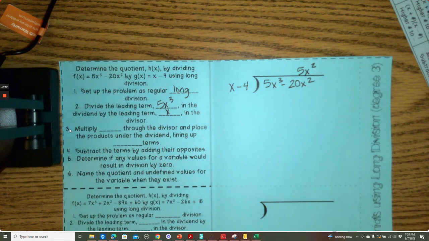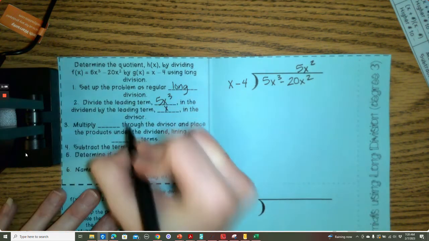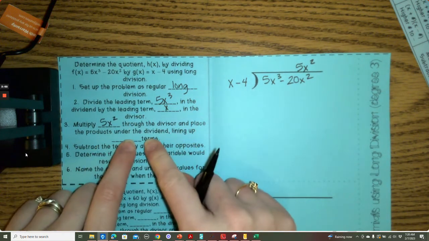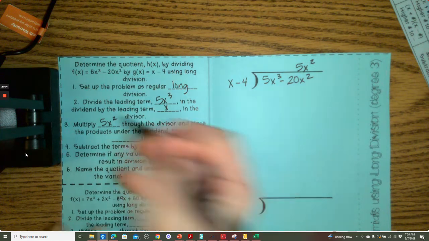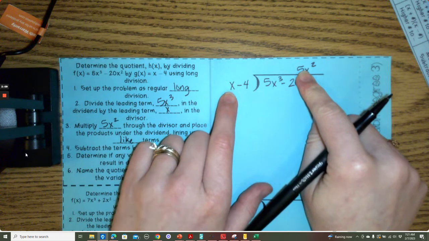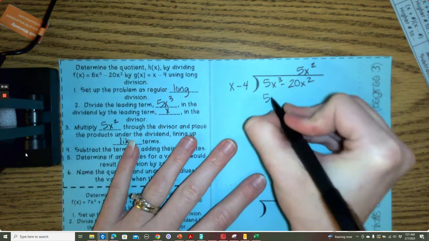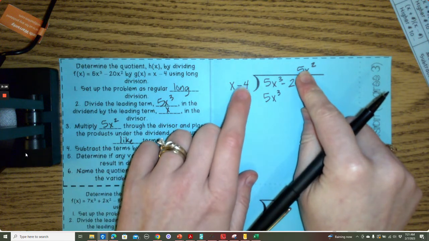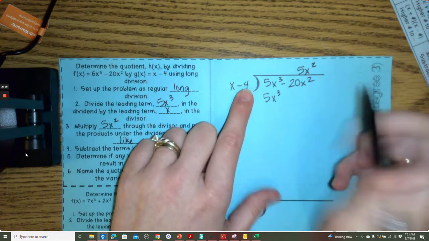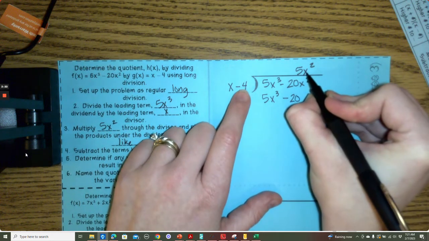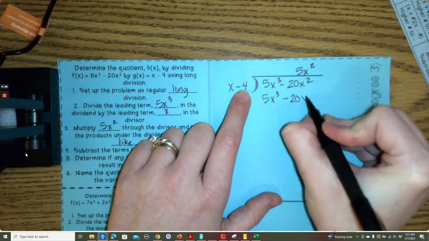Okay, so then we multiply 5x squared through the divisor and place the products under the dividend, lining up like terms. So we do 5x squared times x, which would give me 5x cubed, and then 5x squared times a negative 4. So 5 times negative 4 is a negative 20, and then tack on the x squared.